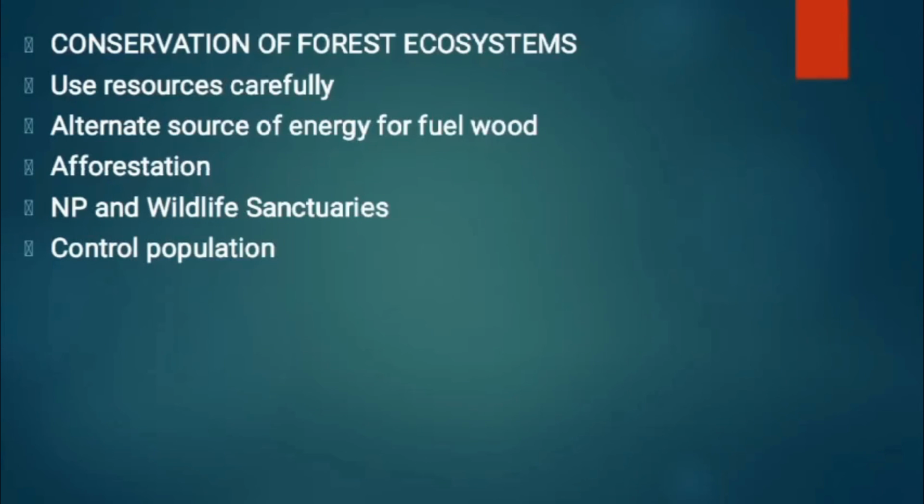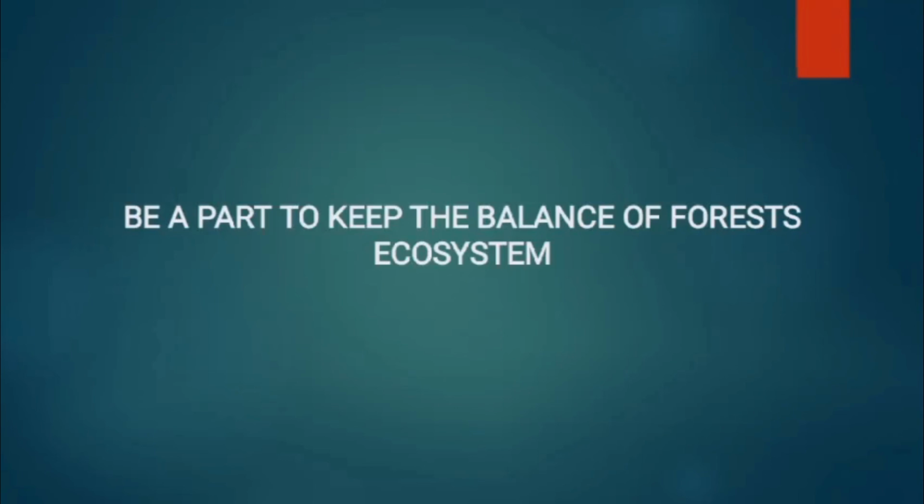Conservation of forest ecosystem. Ways to conserve forest ecosystem are to use resources carefully, use alternate sources of energy for fuel and food, afforestation, national parks and wildlife sanctuaries, and control population. That's all. And the last is to be a part of keeping the balance of the forest ecosystem.